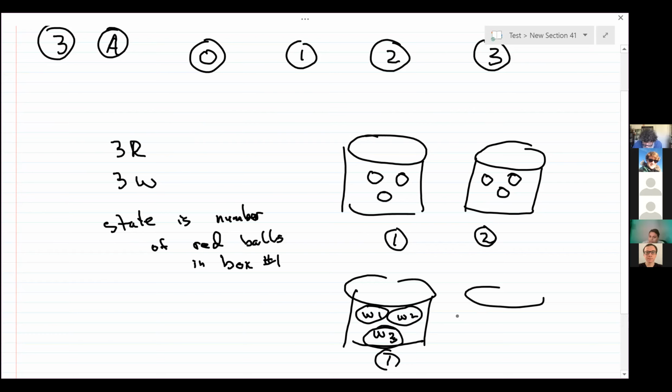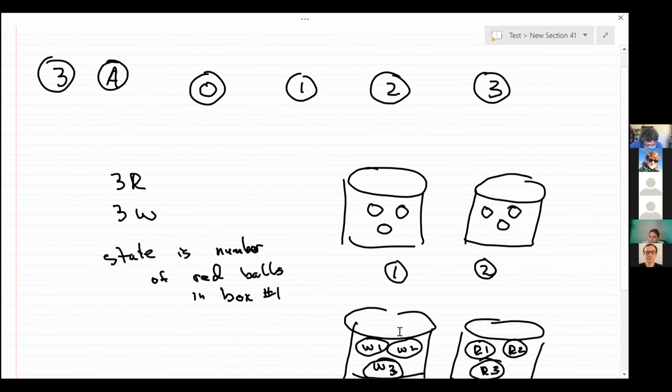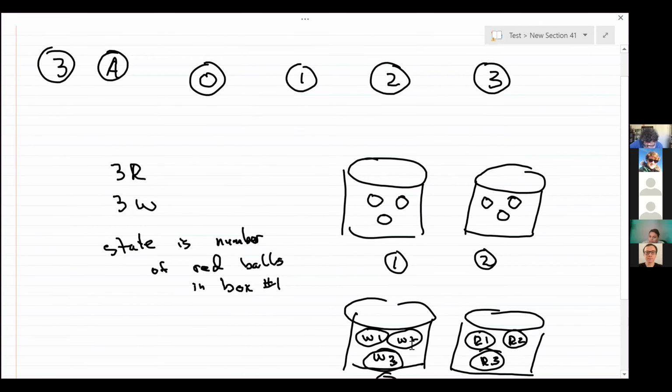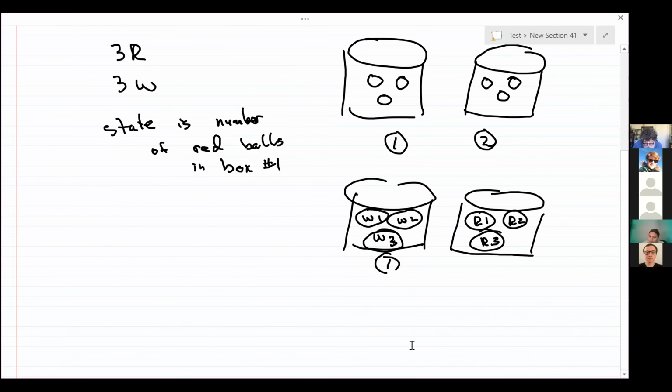And over here sits the 3 red balls. Red ball 1, red ball 2, red ball 3. So if needed, label the balls so you can tell them apart. Okay, so initially here, there's none in here. None, no red balls. What can happen? Well, let's think about what could happen.